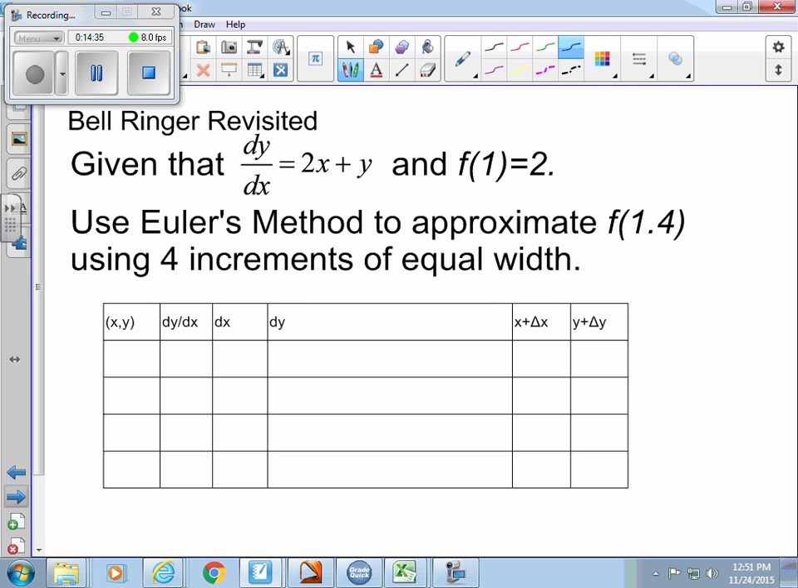And I'm going to show you how to use a table like this. If you would rather just do tangent lines, do tangent lines. I have no problem with it.